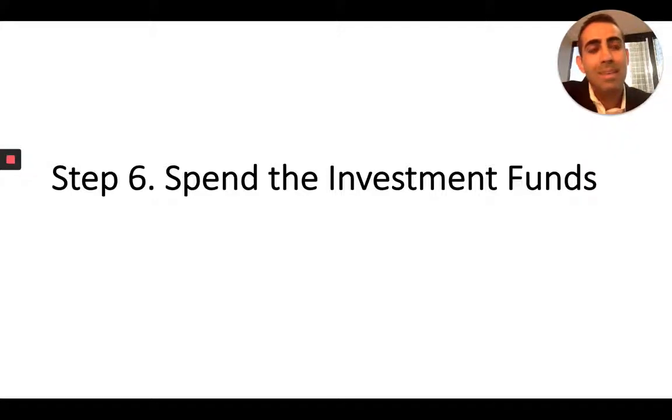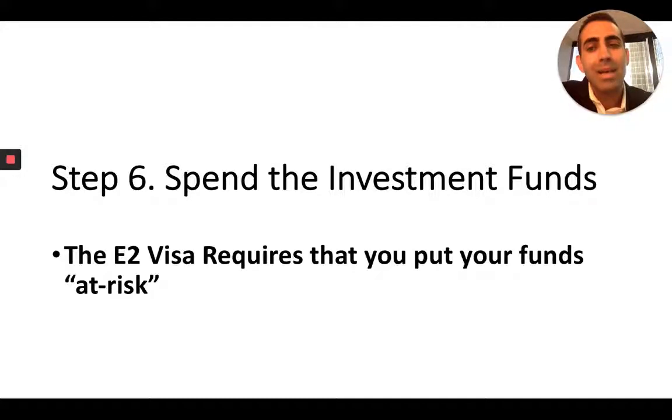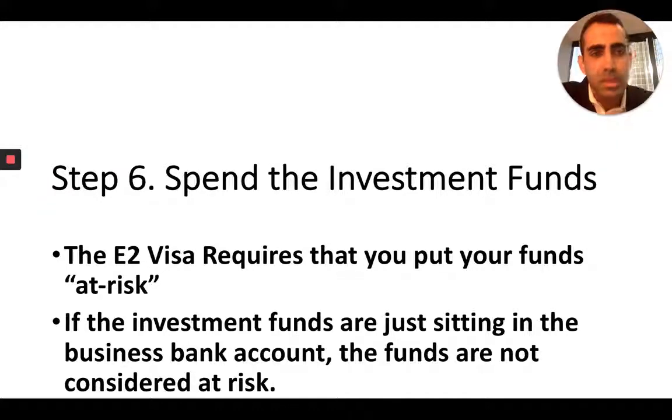So, step 6 is to spend the investment funds. And the reason why I say this is that the E2 visa requires that you put your funds at risk. One of the most important requirements of the E2 visa is that the investment funds must be put at risk. Many people think they can just transfer the funds into the business's operating account and then apply for the visa, but that's not the case.